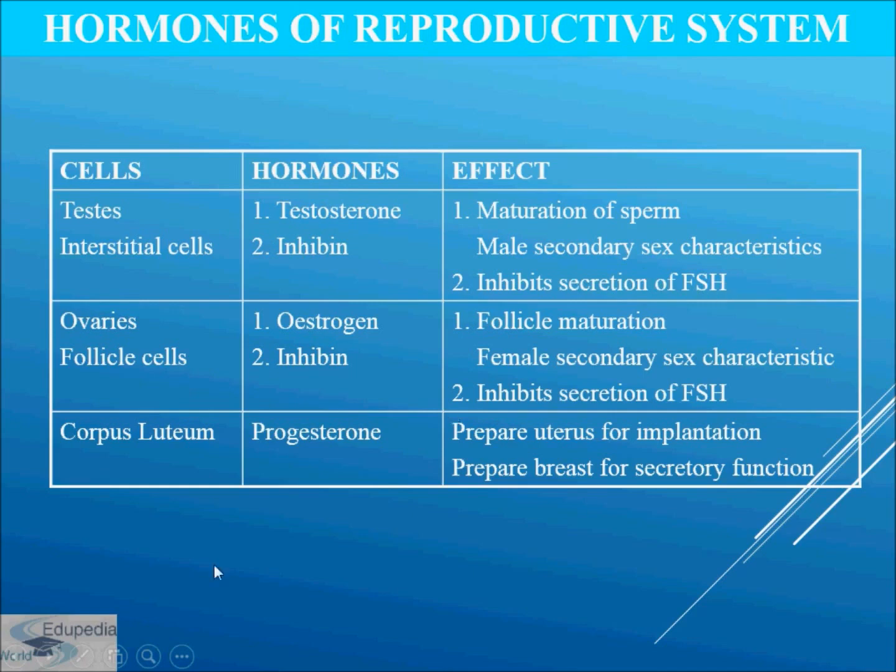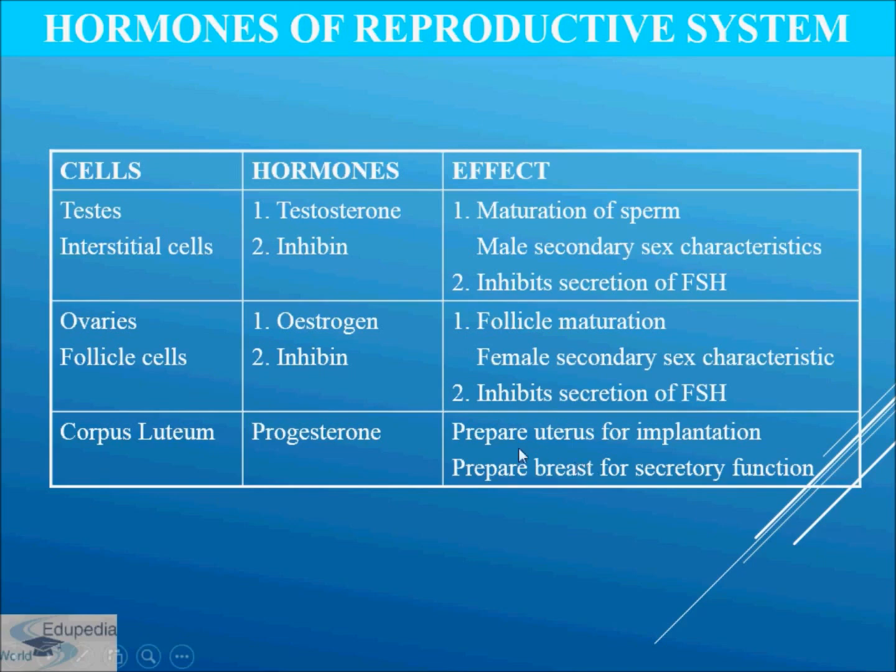Okay. Now come the ovaries, which are present in females and which produce a hormone known as estrogen, and that helps in follicle maturation, and it also helps in maintaining female secondary sex characteristics. And then come follicle cells that produce a hormone known as inhibin, that inhibits secretion of FSH, that is follicle stimulating hormone. Okay, and now comes corpus luteum, which produces the hormone progesterone, which is also known as progestational hormone because it maintains pregnancy.